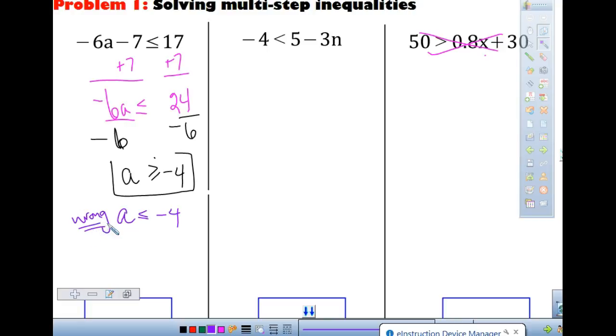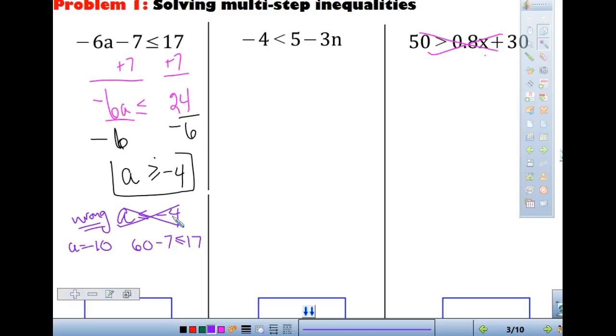But if you just kept the problem going the same way, think of plugging in a number less than or equal to negative 4, like negative 10. Negative 10 is less than negative 4. If a equals negative 10, up here in the original problem, I would have 60 minus 7, and will 60 minus 7 ever be less than or equal to 17? When you're doing inequalities, you can always check these. I know that when I picked negative 10, that didn't work, so this doesn't work, and it has to be greater than or equal.